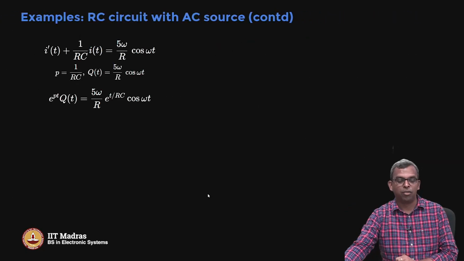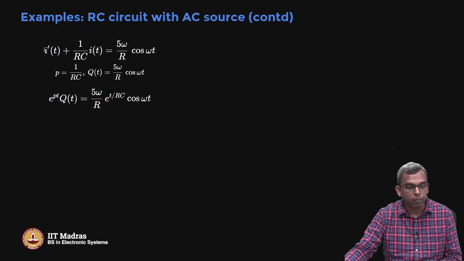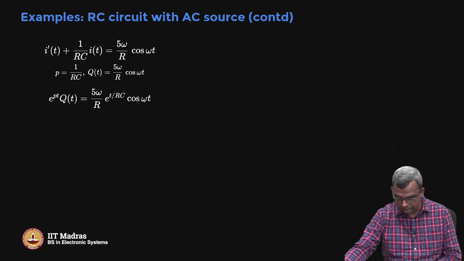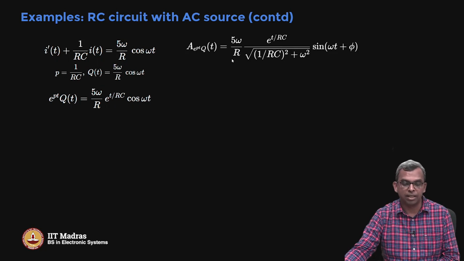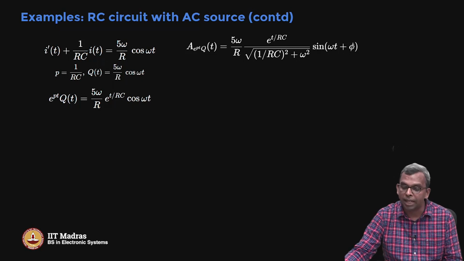So finally, we can now solve the RC circuit with AC source. Why is that? Because this is our equation, this is P, 1 by RC, and this is my Q of t, and e^(pt) Q of t is V omega by R. This is just a constant. I have e^(pt) cos omega t, and I know the antiderivative for this. The antiderivative for this is V omega by R will come along, and then instead of this, I will have e^(pt) by square root of p squared plus omega squared. What is p? 1 by RC. So (1 by RC) squared plus omega squared, sin(omega t plus phi).